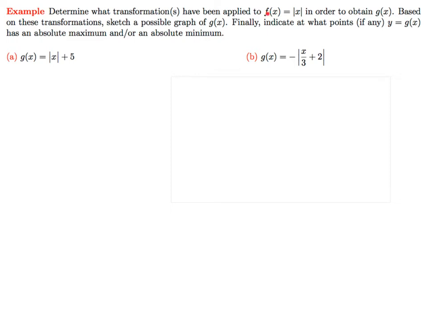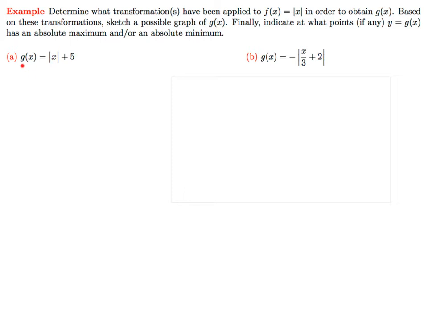For this example, we want to start with the function f of x equals the absolute value of x. And then in parts A and B, we've transformed this function. So we want to identify what transformations have been made, and then sketch a graph of this function. And then based on the graph, we can identify the absolute max and minimum values of that function.